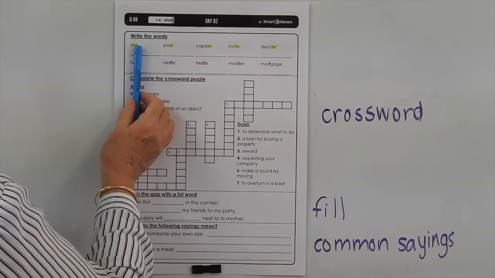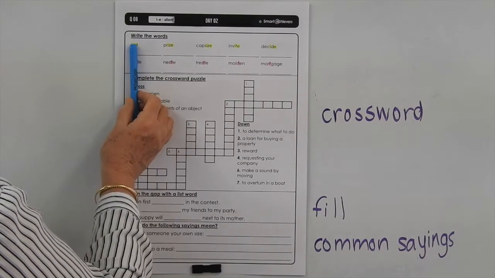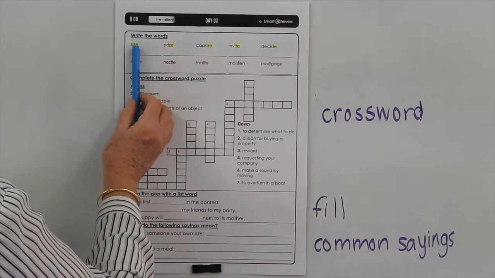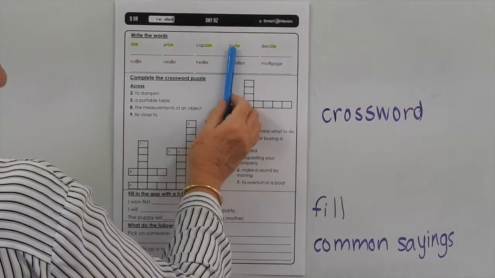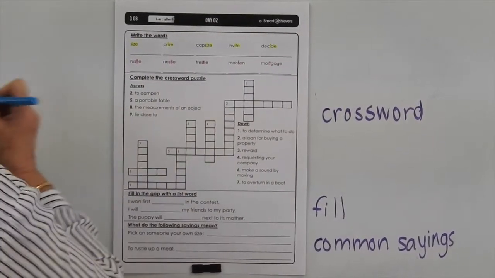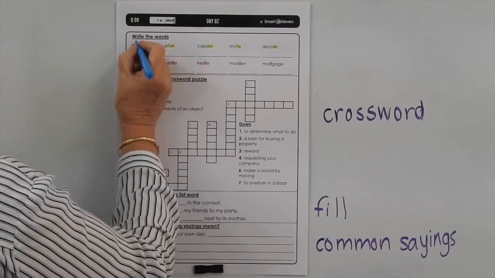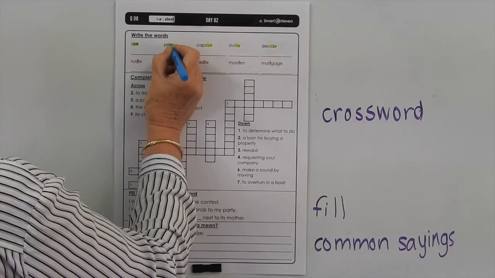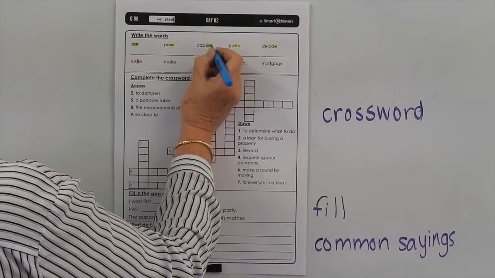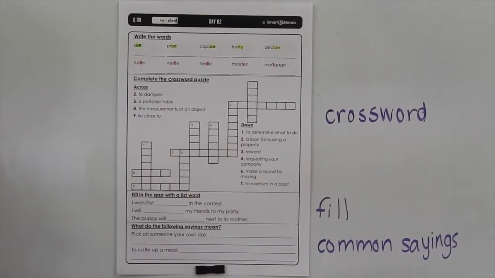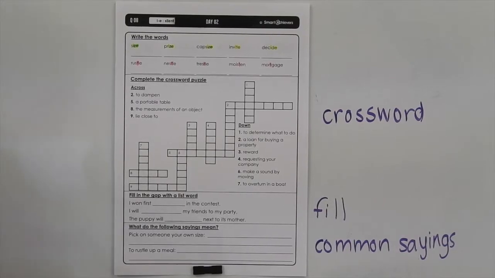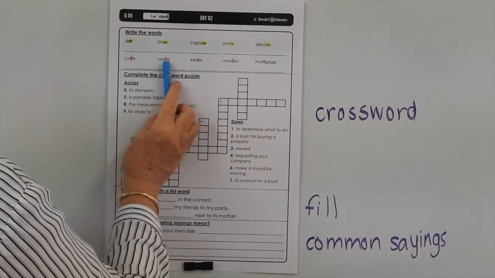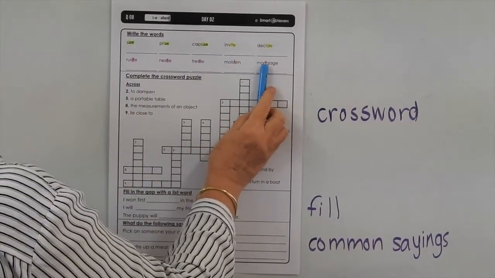In these words, we've got the E making the previous vowel I make its long sound. So we've got size, prize, capsize, invite and decide. If you also have a look, you can see that we are using the Z for the Z sound in each of these words. Quite commonly in many words we use SE for the Z sound at the end of a word. Now down here we've got rustle, nestle, trestle, moisten and mortgage.